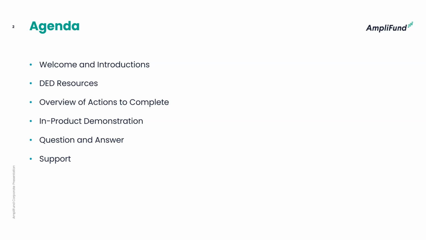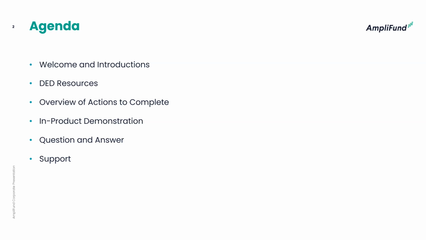So the first thing that we want to do is provide the information to everybody in terms of where you can find help and where you can find tools and resources in order to help you manage your award and complete the actions that you're tasked with carrying out within Amplifund. So I'm going to go over some of those resources and the links and where you can find that information.